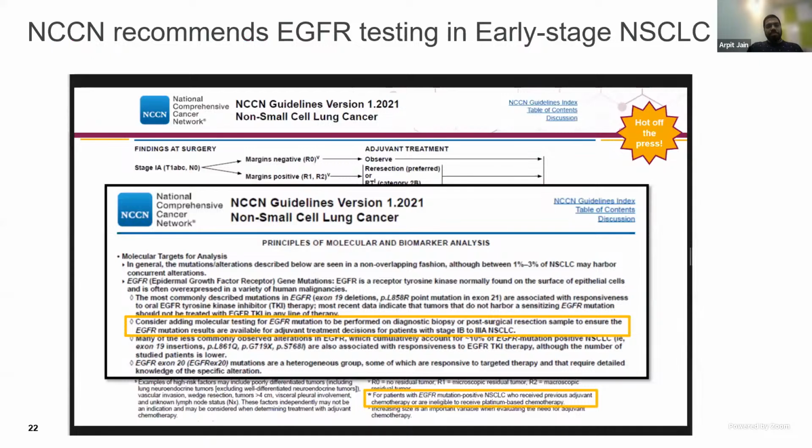Next. And again, with the landmark ADAURA trial, EGFR testing is also being recommended in early lung cancer patients. So for all those patients with stage 1B to 3A, including 3B also, EGFR testing after primary resection of the specimen is recommended. So we can offer adjuvant osimertinib based on the EGFR mutation status after resection of the NSCLC patient. Next.